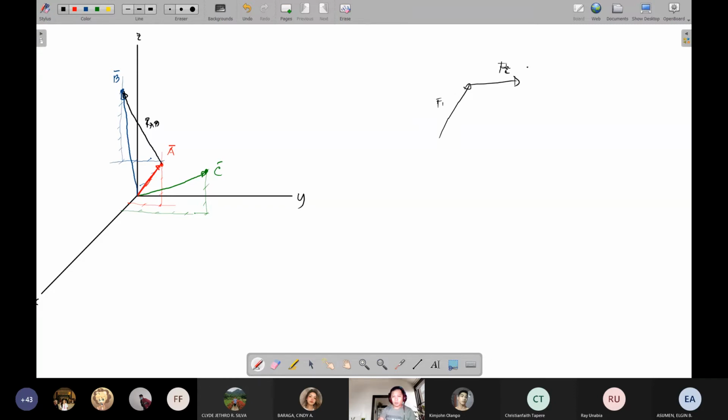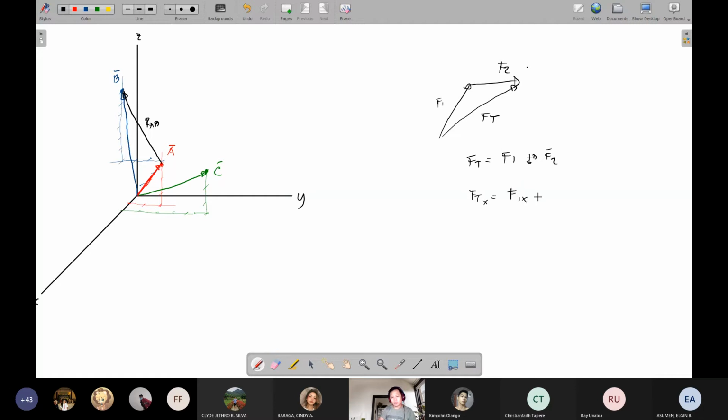Okay? If I want to solve the total of force 1 and force 2, that would be force total, Ft. And recall, the force total Ft would be F1 plus F2. This is vectorial addition. You cannot just directly add the magnitude of force 1 and the magnitude of force 2, right? What you have to do is, first solve for the x component of the force total.